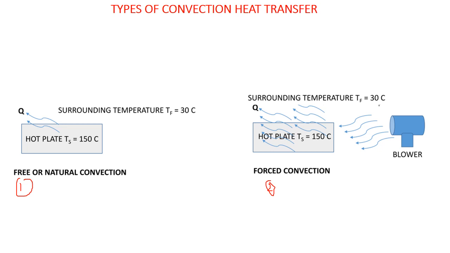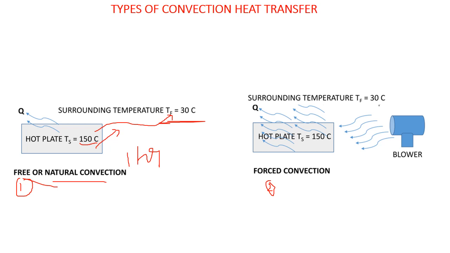Assume there is a hot plate. The hot plate temperature is 150 degrees Celsius, and assume the surrounding temperature is 30 degrees Celsius. Now assume it is being exposed to this air at 30 degrees Celsius. What will happen after some time, maybe after 1 hour? This hot plate will lose the heat very slowly and freely, so that the hot plate temperature will reach 30 degrees Celsius. The heat transfer rate from the hot plate to the surroundings will take place very slowly.